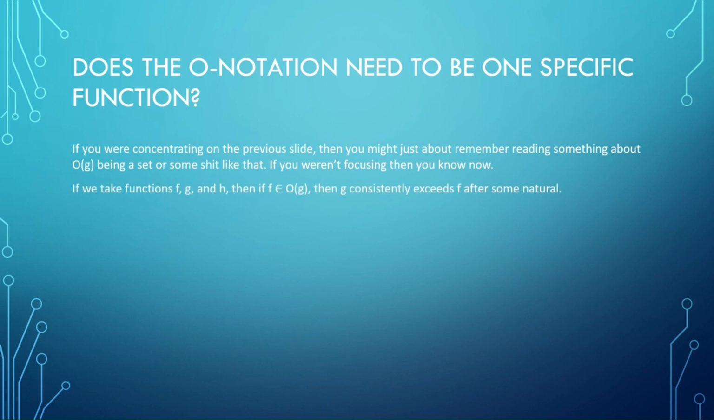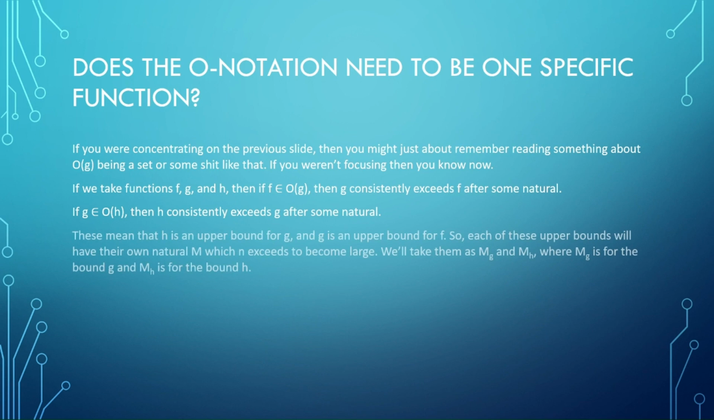If we take functions, let's say f, g, and h, then if f is of order g, then g must consistently exceed f after some natural, so it must be an upper bound. If g is also of order h, then h consistently exceeds g after some natural. So f is of order g, and g is of order h, let's say. So these two mean that h is an upper bound for g, and g is an upper bound for f.